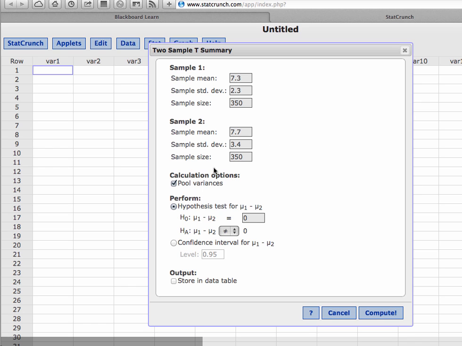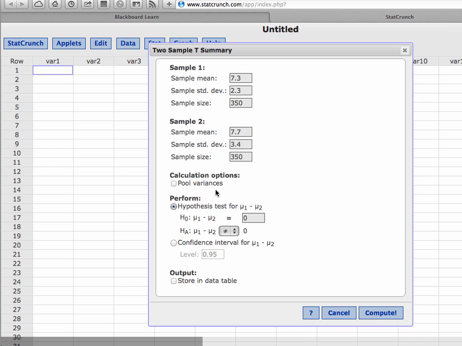Now, students get confused with the pooled variances. We are not going to check that box. When we pool variances, what we can assume is that the population standard deviations are equal, and we don't want to make that assumption. So in every example, you're not going to want to pool the variances. Just assume we don't know the population standard deviations and they're not equal. We have no idea what these population standard deviations are.